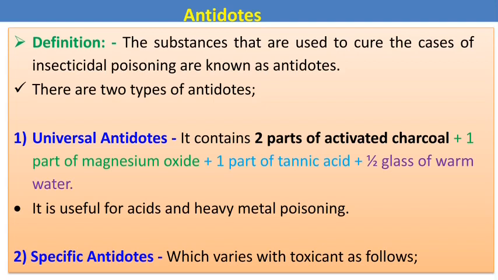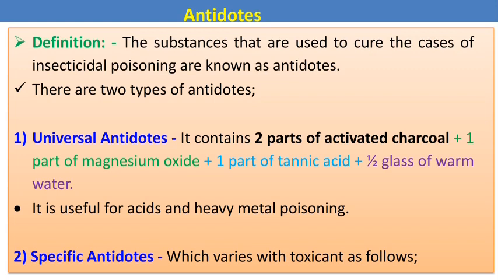Then these are the antidote techniques. There are a number of antidotes available in markets against pesticide or insecticide poisoning cases. What are antidotes? The substances that are used to cure cases of insecticide poisoning are known as antidotes, and there are two types of antidotes mostly used, the universal antidotes and specific antidotes. The universal antidote contains 2 parts of activated charcoal, 1 part of magnesium oxide and 1 part of tannic acid, in half a glass of warm water.